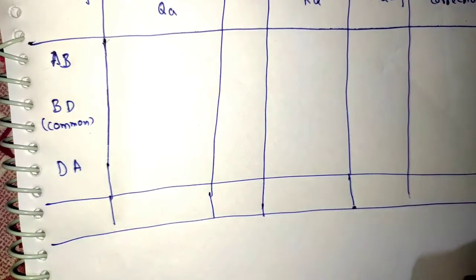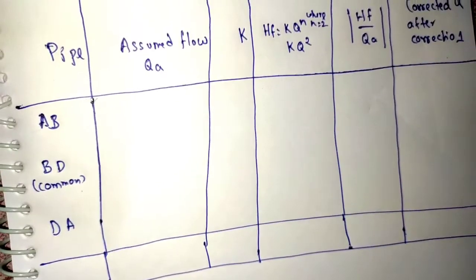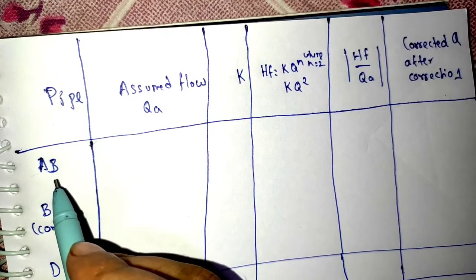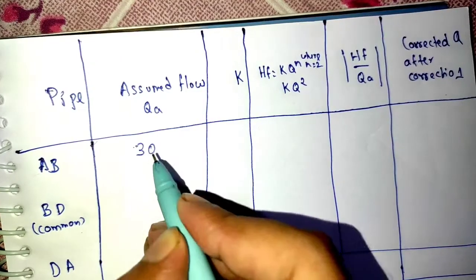Be very careful while watching this video. It's a very confusing topic, so you have to be very careful about it. Now, the assumed value for AB. What had we assumed for AB? We had assumed 30, right?